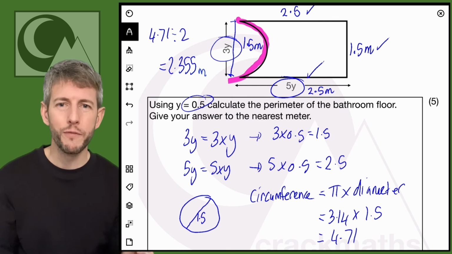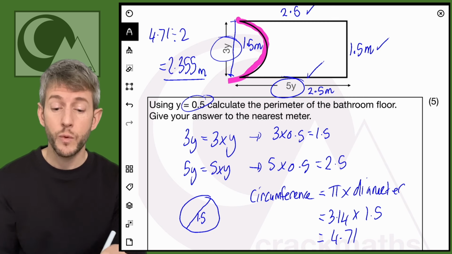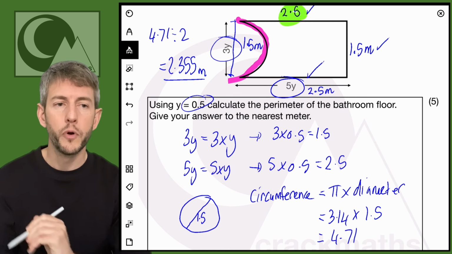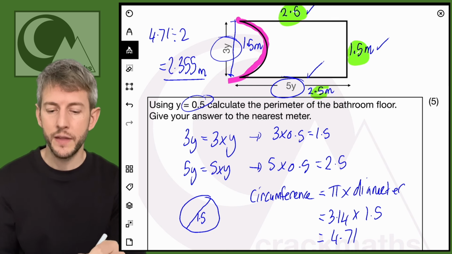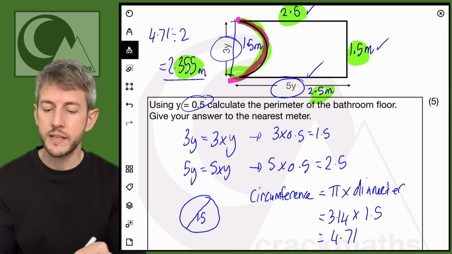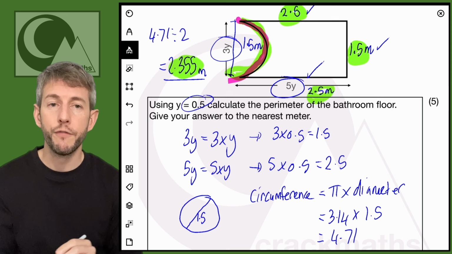So now we have all of the measurements of this perimeter. We've got 2.5 here, 1.5 here, 2.5 here, and then this curved bit here is 2.355.